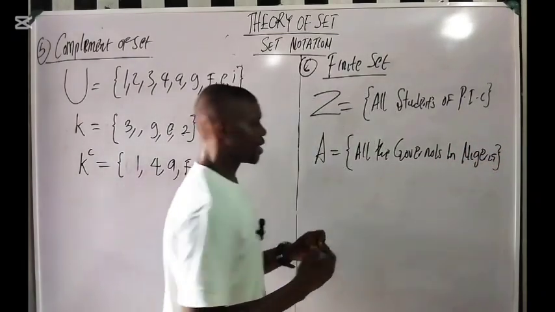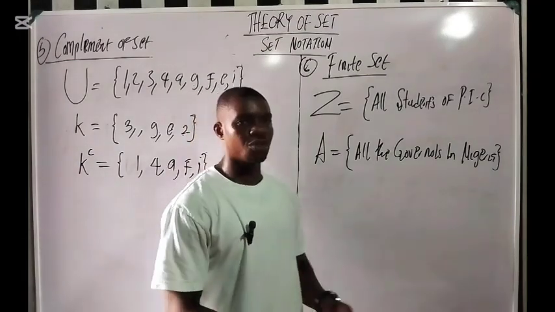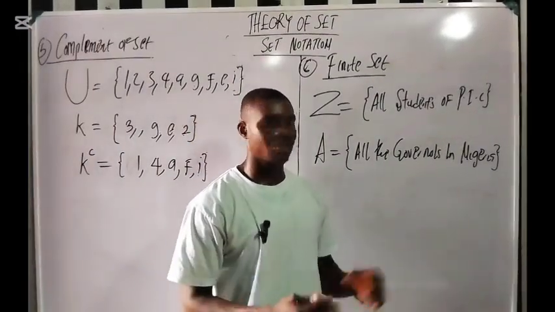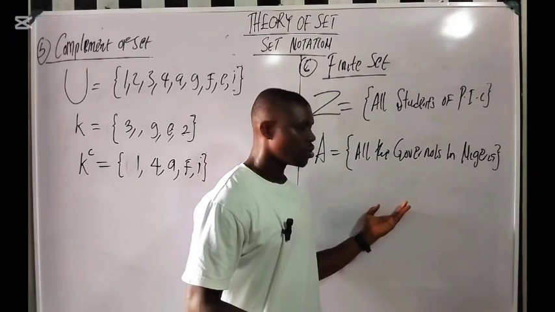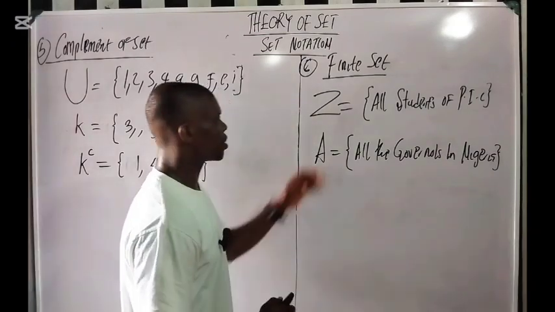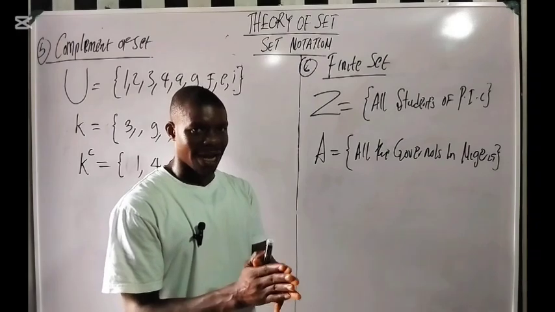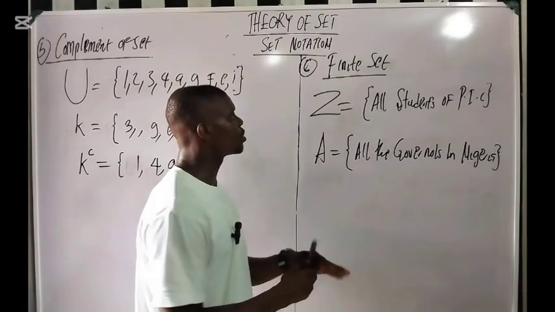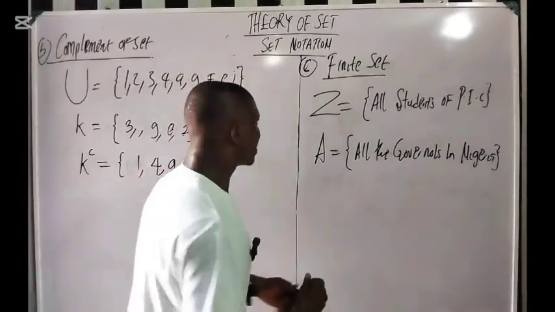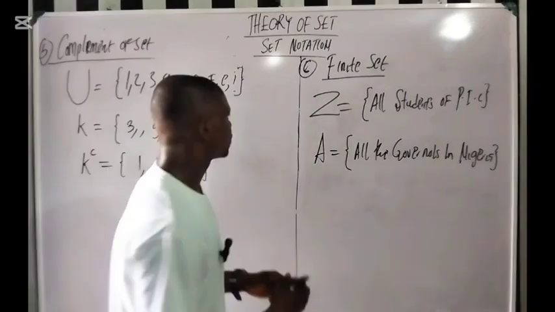It's okay. Now, as long as you can count those elements, they are called finite sets. So they are elements you can easily count, right? As long as you can count those elements, they are called finite sets. Then we also have infinite sets.